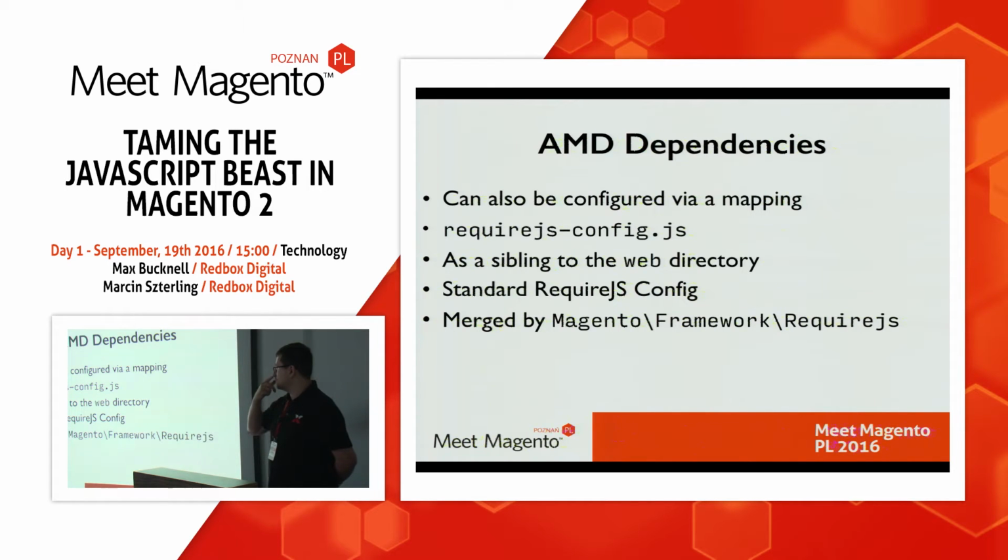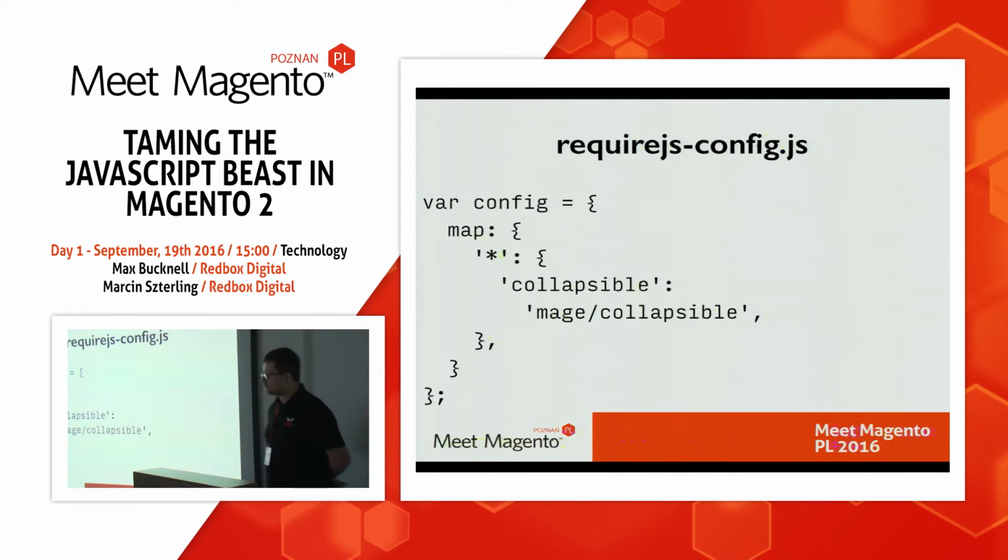What's also really interesting is that Magento will find all those files from all the modules and merge them into one massive require.js config, which is passed by this class. So if you want to see how it looks, I strongly encourage you to go there. But what's really important is that you can easily overwrite things in there.